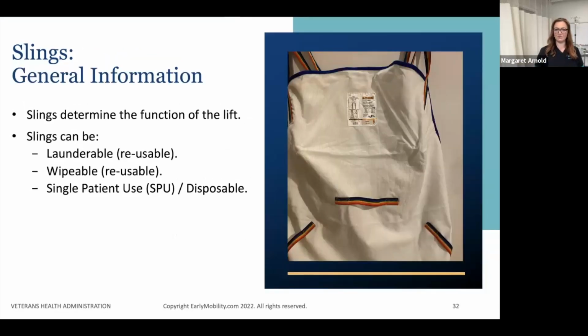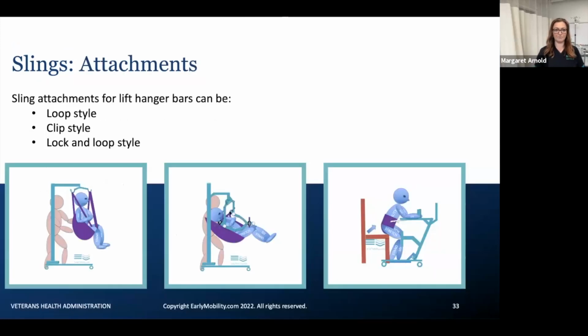General information about slings. The sling itself determines the function of your lift. Slings can be launderable or wipeable, which are both reusable, or they can be single patient use or disposable. You'll see in the picture, this is an example of an SPU sling, where it can be used over and over again with the same patient, but cannot be laundered and reused with another patient.